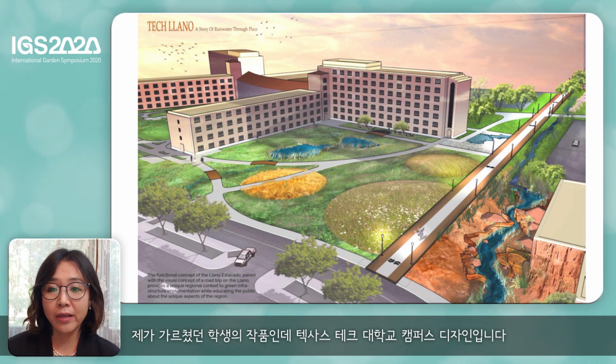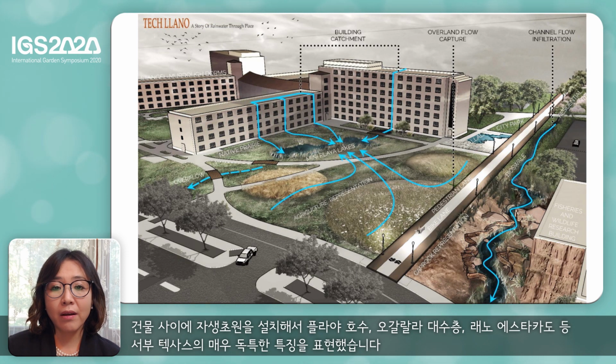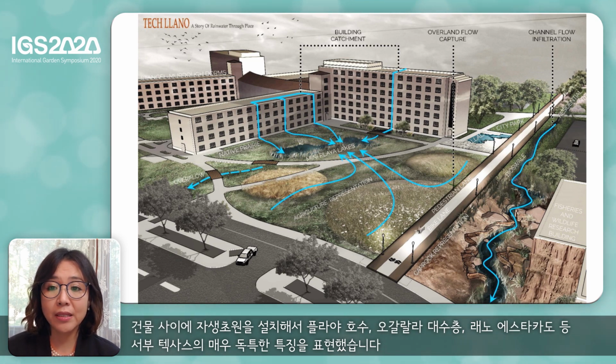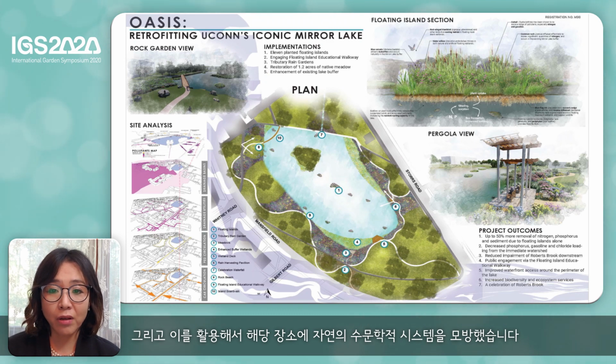This one here is on the Texas Tech University campus. They put the native prairies between the buildings to represent Playa Lakes, Ogallala Aquifer, and Llano Estacado, very unique features in West Texas. And these were used to mimic the natural hydrologic system on this demonstration site.